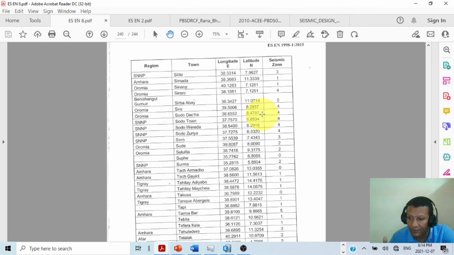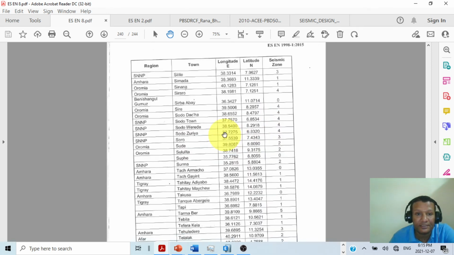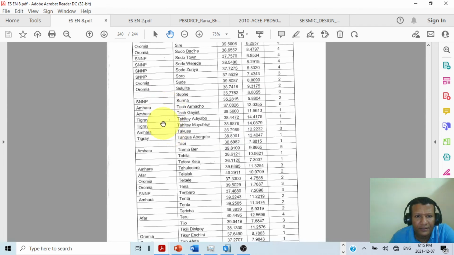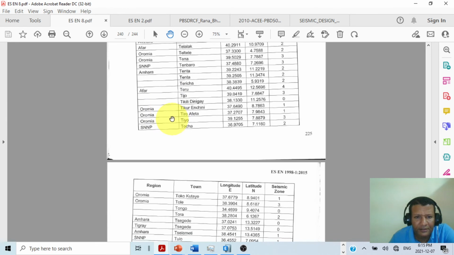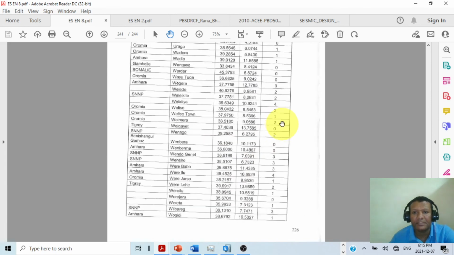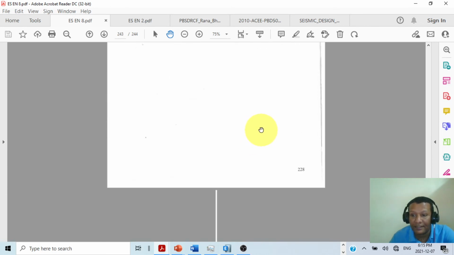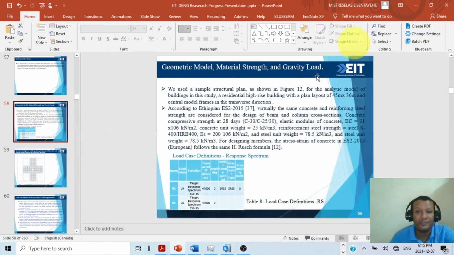But as per the codes, starting from IBC 2000, most countries no longer use any zoning, but use Ss and S1 values, spectral accelerations, for the seismic design of their structures. That is what performance-based design is. These are all the regions in Ethiopia: Tigray, Amhara, SNNP, Afar, Oromia. They are divided into zone 1, 2, 3 until zone 5 as per the peak ground acceleration zonation and the country zoning map calculation.